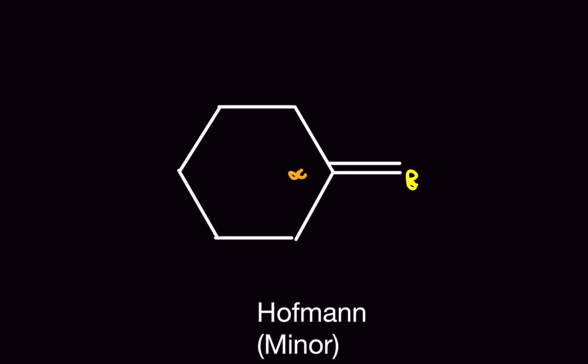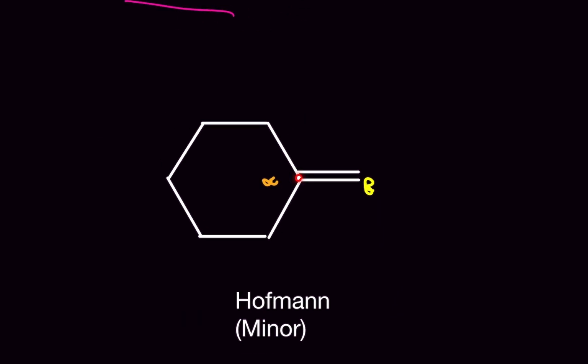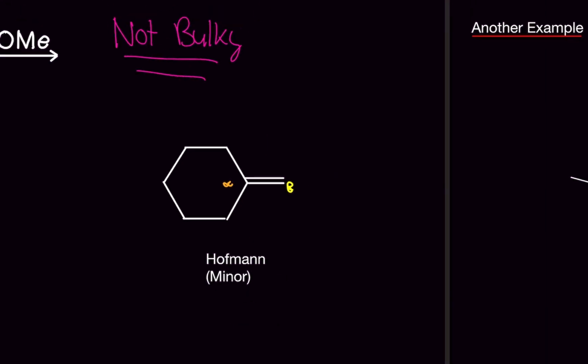Now let's look at this one. We start from the alpha carbon: one branch, two branches, and we don't count this. And the beta has no branches, right? So this is a secondary.